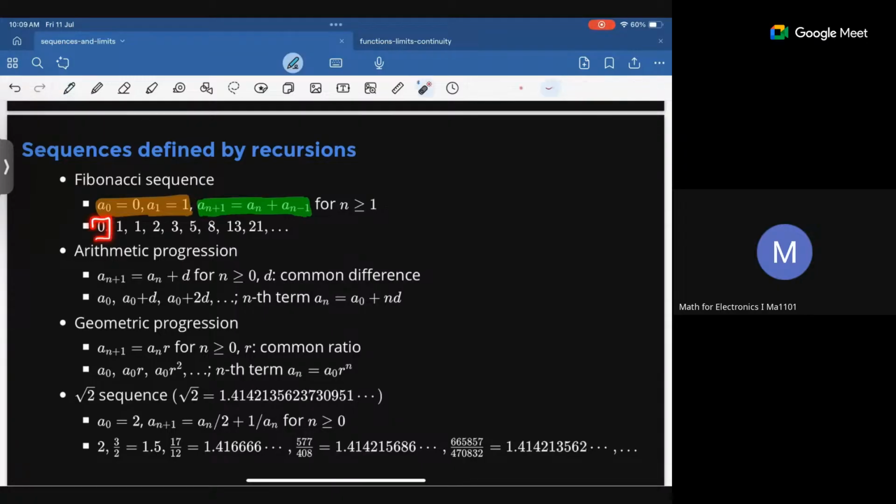The first term will be 0, the second term will be 1. These two are given to us. For getting the third term, we have to use this relation, this formula. If I substitute n equals 1, I will get a2, which is the next term. For a2, all I have to do is a1 plus a0. So I add these two to get the third term, and for the fourth term, I add the previous two and get the fourth term. So giving a sequence in the form of a recursion relation is also one way of representing a sequence.